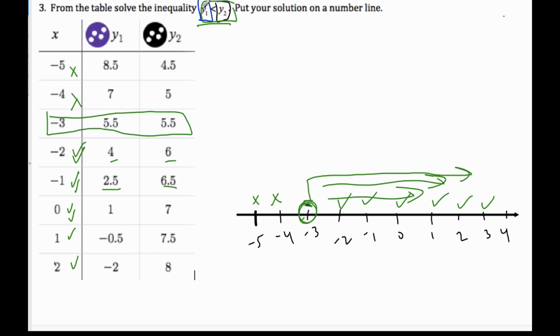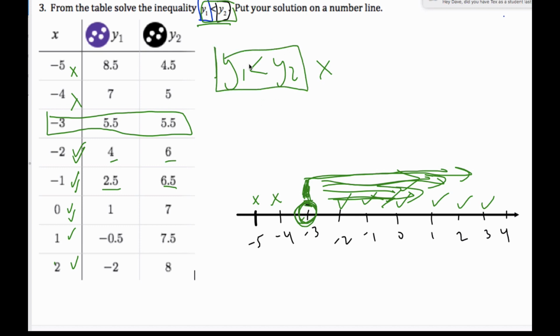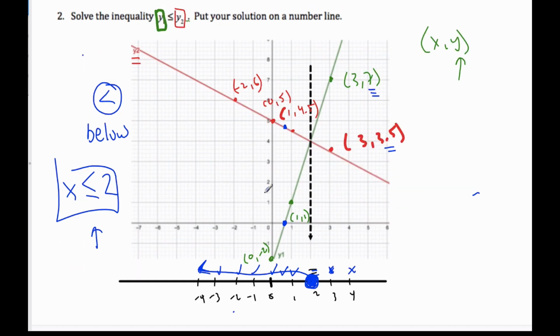At negative 3, is y1 less than y2? So is 5.5 less than 5.5? No, it's not. It's equal to. And so I'm going to leave the circle open, because this is our turning point, to indicate that negative 3 is not a solution. It's all the way up to, but not including, negative 3. Okay, so we have to make sure that we read carefully what the question says and interpret it on our table or on our graph.